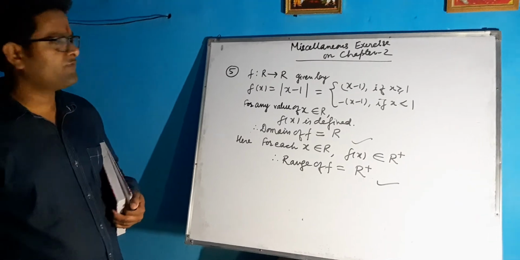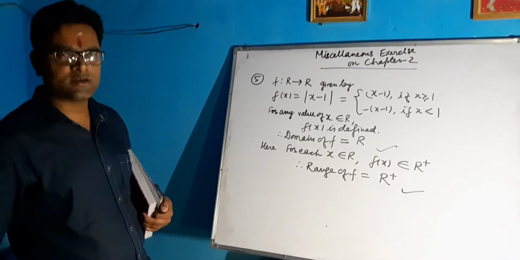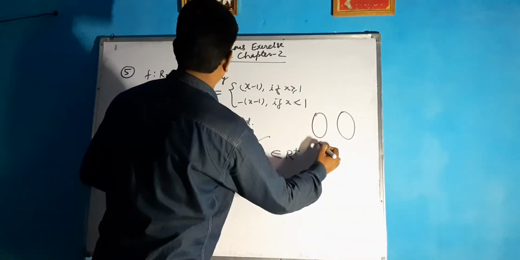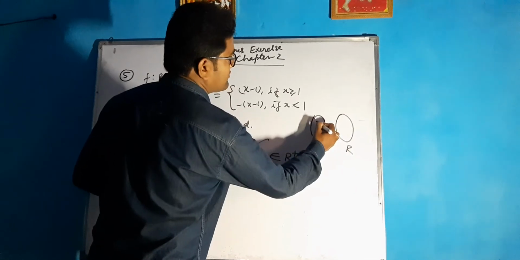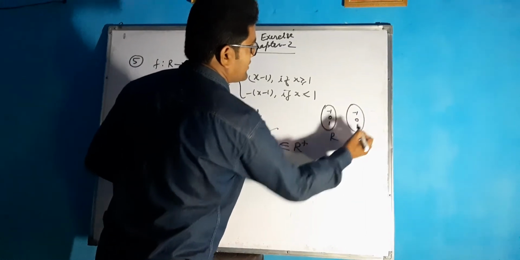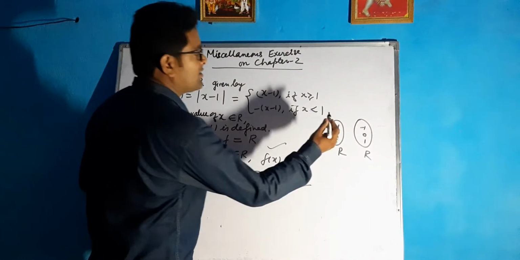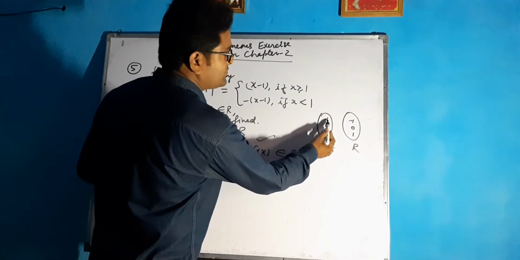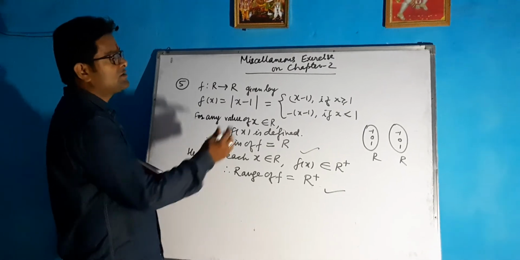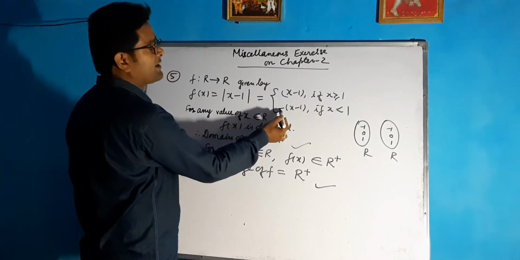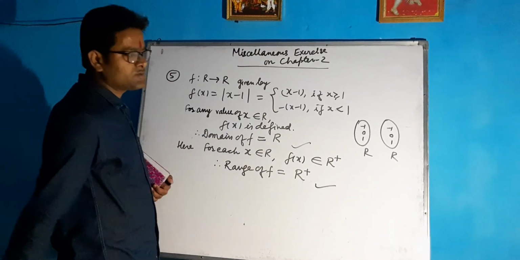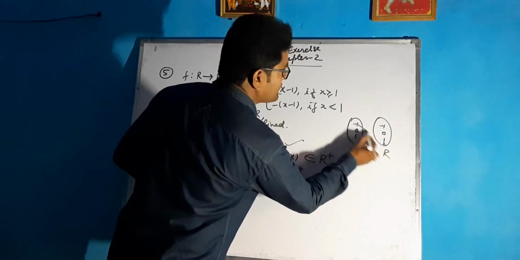We can check it also by taking some values. We can find that it is true. Just see from the arrow diagram. Just taking R here, and R here also. I am taking some negative and positive values. Now see, minus 1, 0, 1. Putting the value x is equal to minus 1, whenever x is less than 1, it will be minus of x minus 1. So it will be minus of minus 1 minus 1, minus of minus 2, that is plus 2. So if x is minus 1, it will be 2.